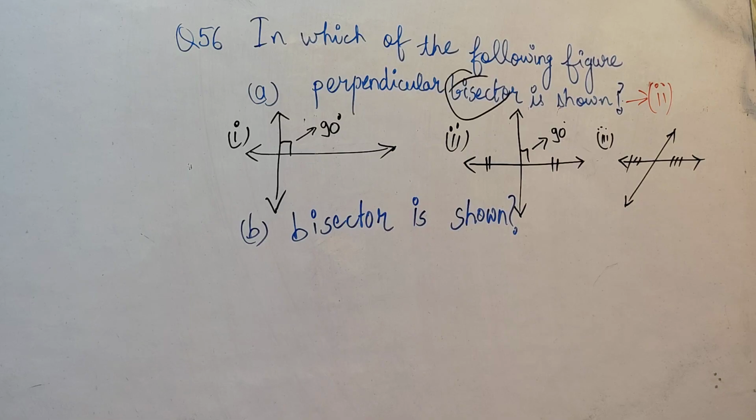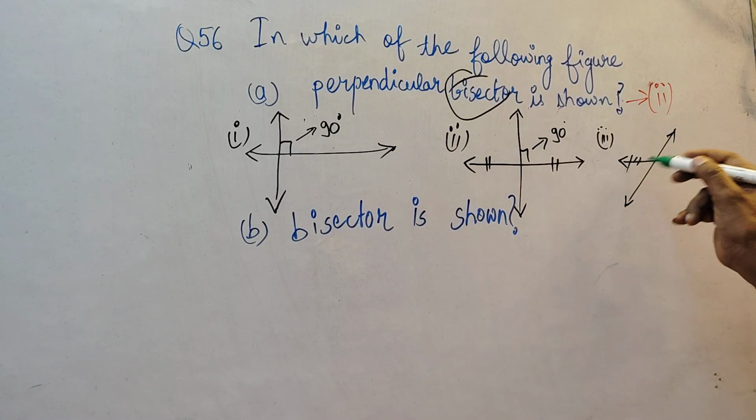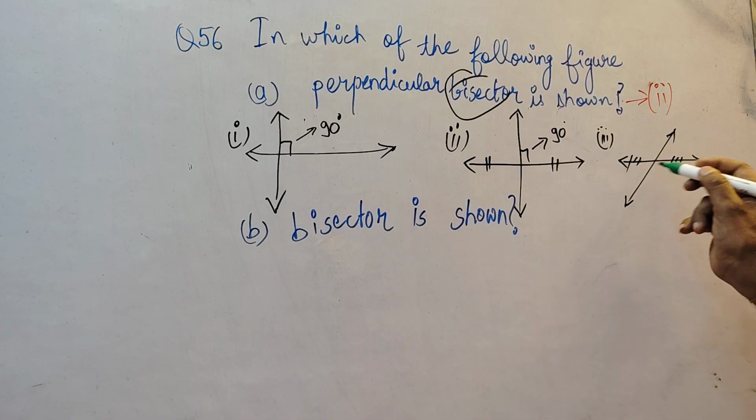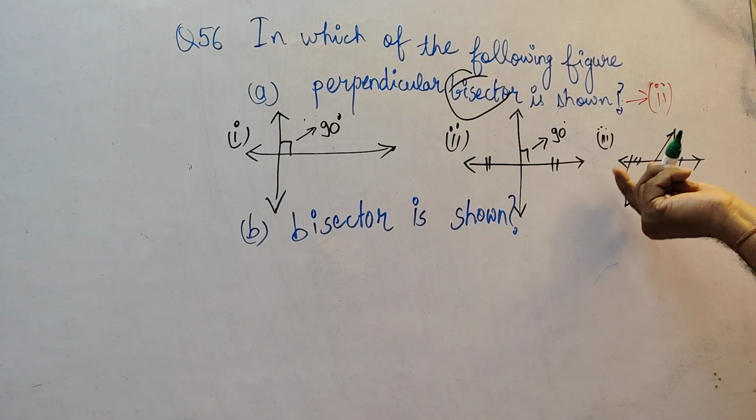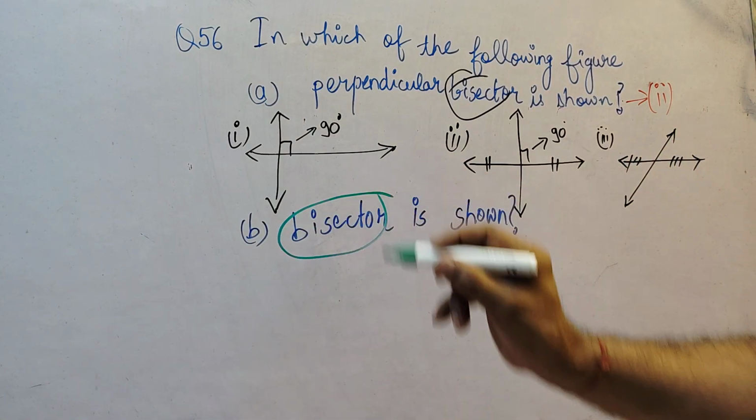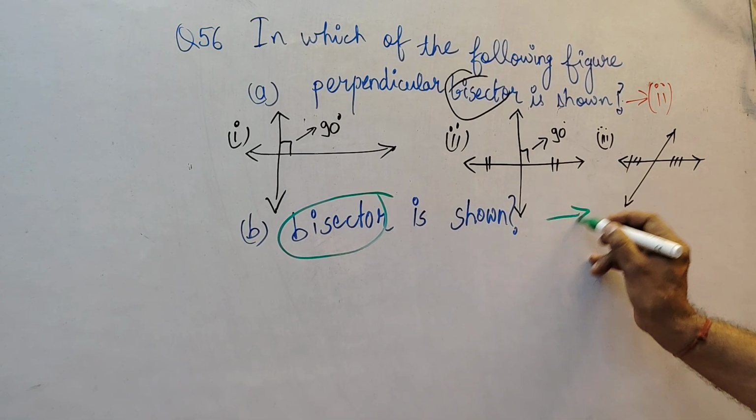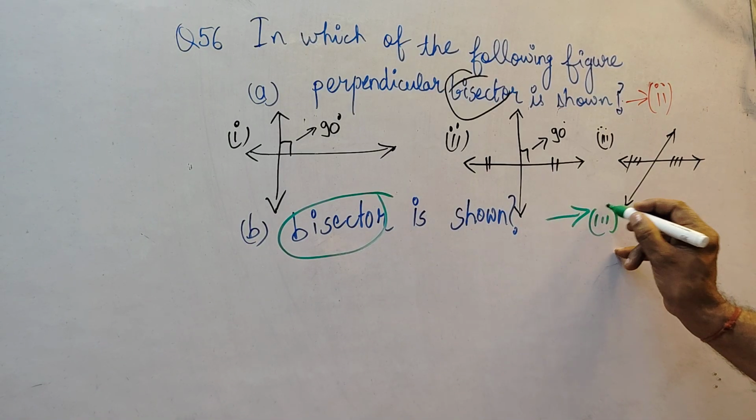Bisector means equal halves. So in equal halves we can consider this third figure, because these three lines on both sides indicate that they are equal. So bisector means equal. So the third figure is only bisector.